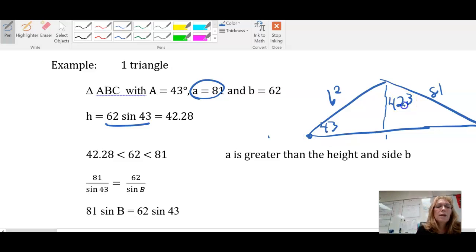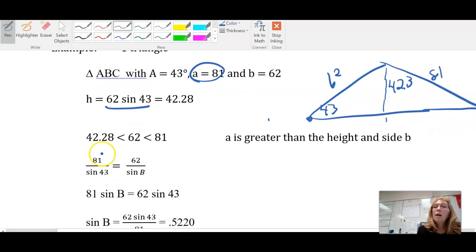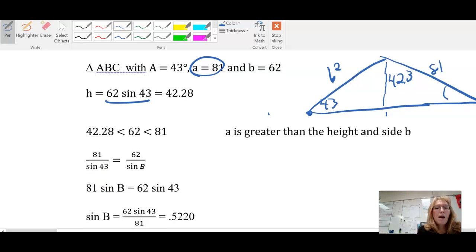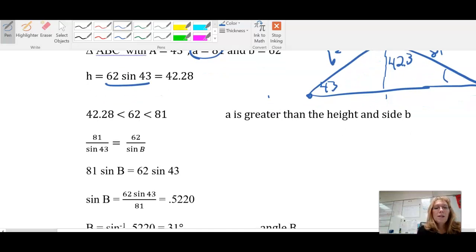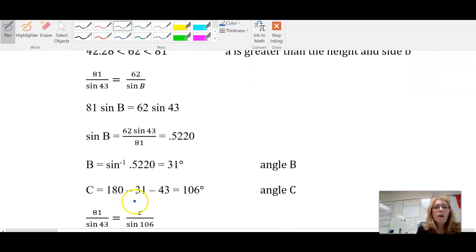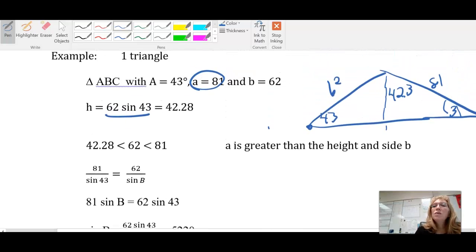So now when we look at this, we just do law of sines. So I got 81 over the sine of 43, 62, let's find this angle, sine of B, do our math, we do our inverse sine, and we get 31 degrees. Okay, next, subtract 180 minus 31 minus 43, and we've got 106 for the top one.